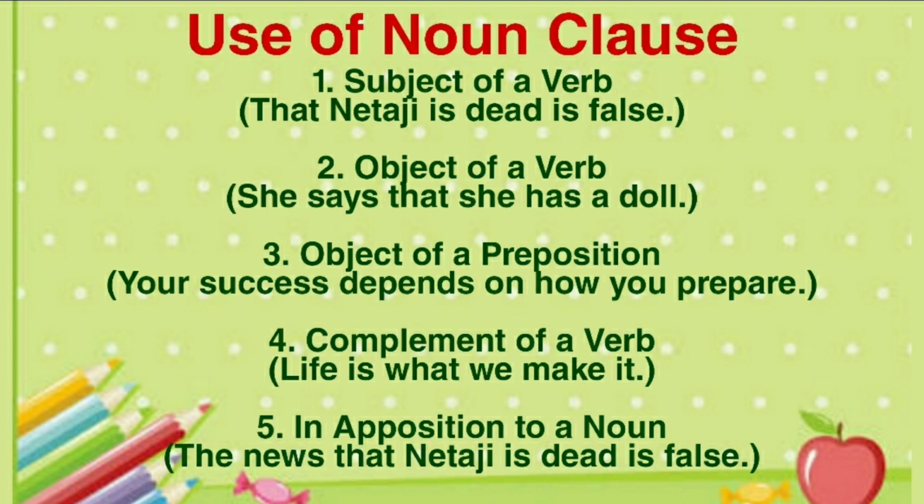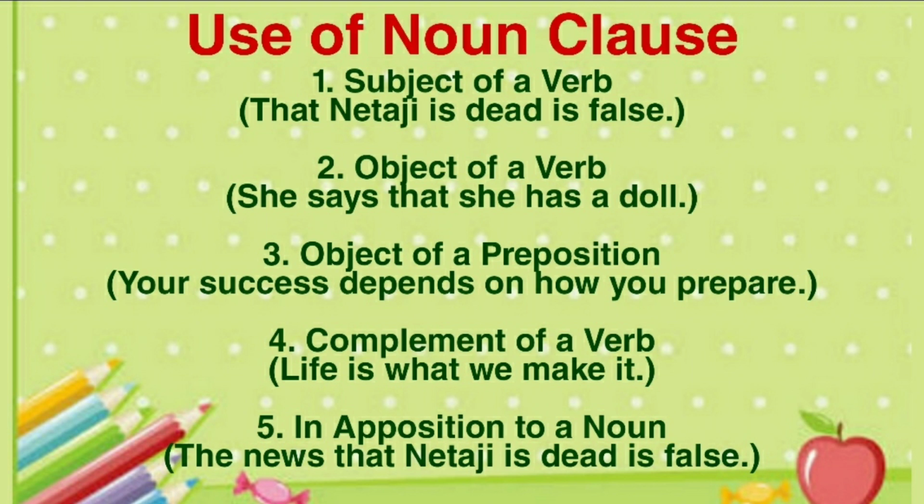She says that she has a doll. That she has a doll, this subordinate clause, is used as the object of the sentence, the object of the verb. That's why it is also a noun clause. And let's move to the third example. Your success depends on how you prepare. So here, how you prepare, this subordinate clause is the object of a preposition, here it's on.